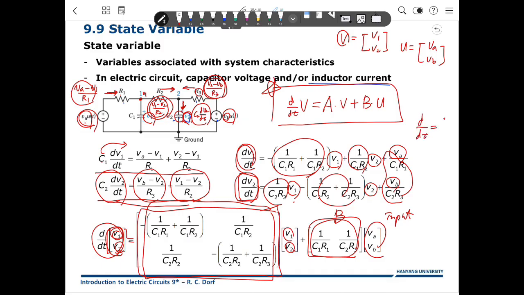d/dt is replaced by the dot. So we will write here V dot equals AV plus BU. This is a very famous form to describe systems. So our circuit can be represented in this form.